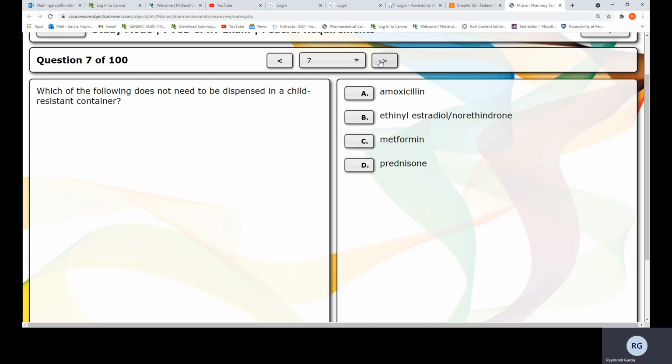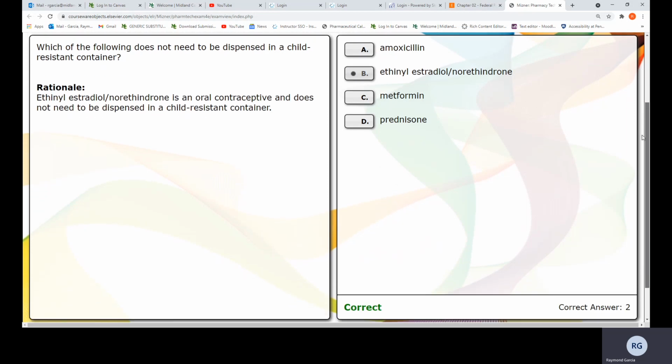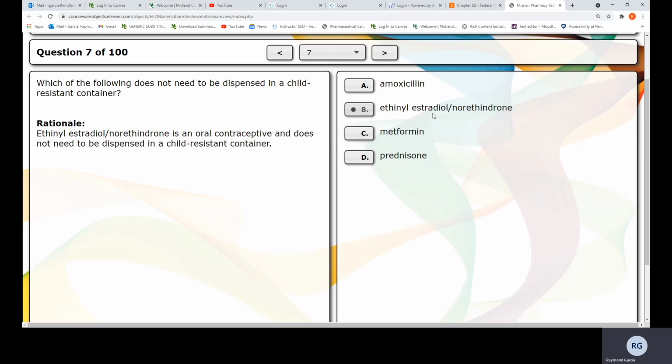Which of the following does not need to be dispensed in a child-resistant container? B is the answer. More likely, I mean, we don't have a child-resistant container for birth control. Yeah, that's how you're supposed to. Just remember how they look.